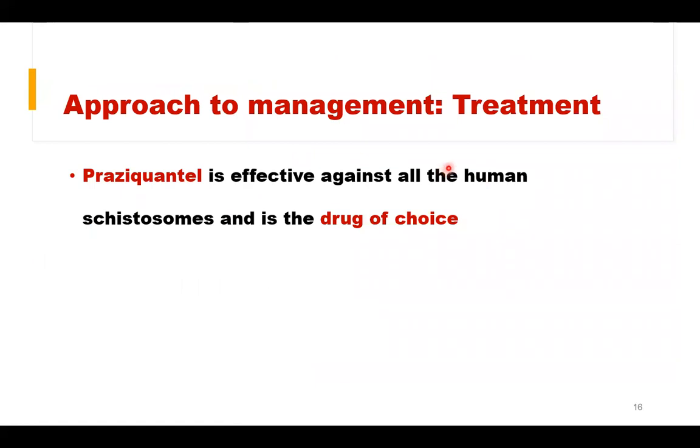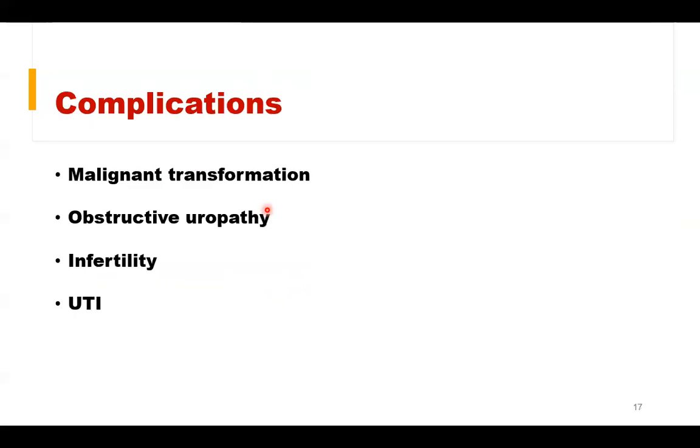So how do you manage? Drug treatment. Praziquantel is effective, and it's often used for mass control programs, and it's useful for other species of Schistosoma as well.